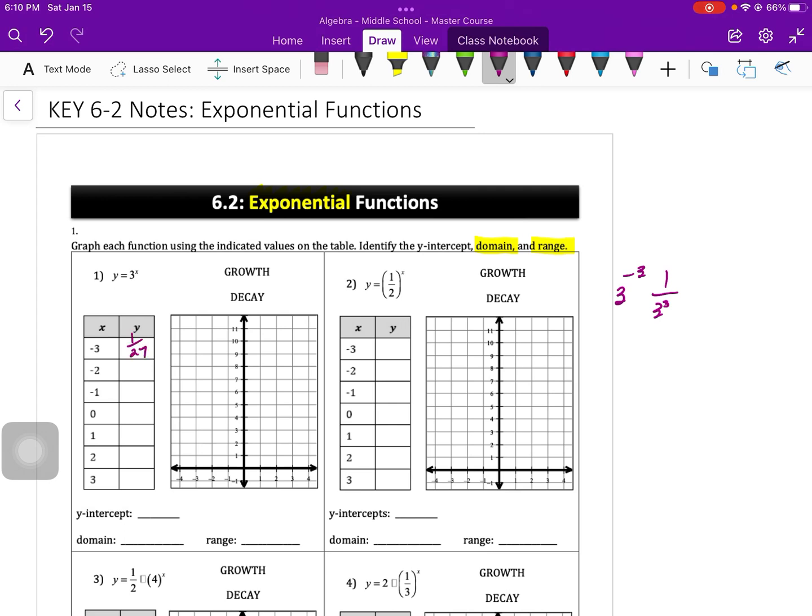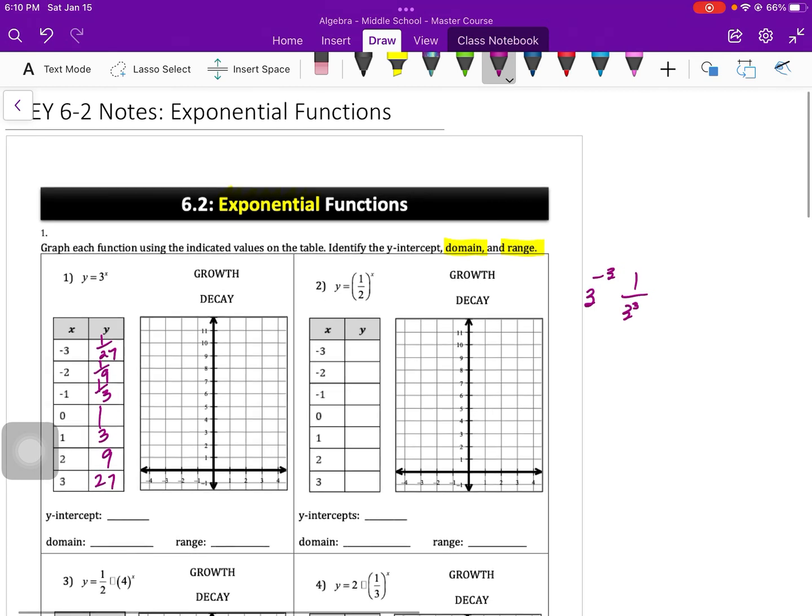So make sure you stop and think about how to evaluate those negative exponents. 3 to the -2nd power is the same as 1 over 3 squared, which is 1/9. 3 to the -1st is 1 over 3 to the 1st, or 1/3. Remember, any number to the 0 power is 1. And then 3 to the 1st is 3. 3 squared is 9. 3 cubed is 27.